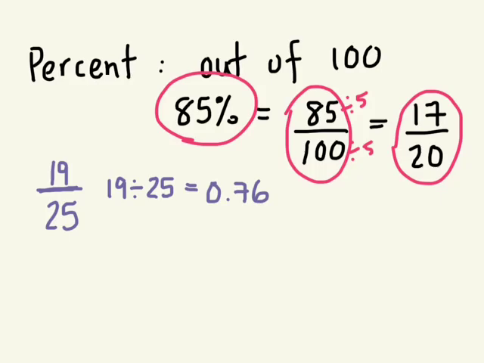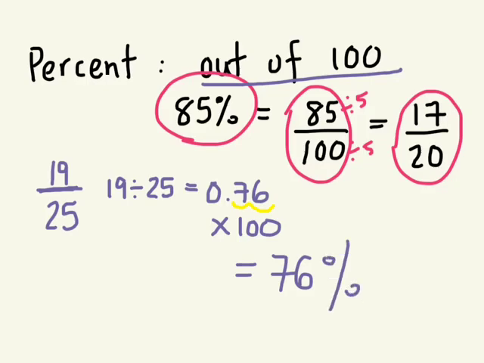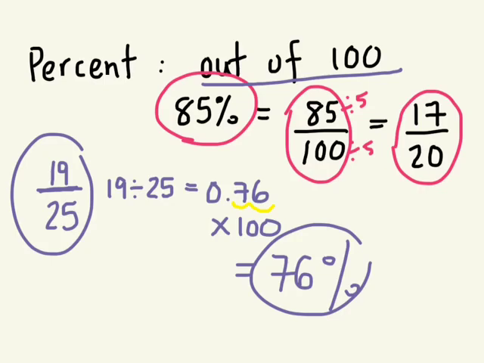0.76, and like I just told you, percent is out of 100, so I'm going to multiply this by 100, because percent is out of 100. I don't even need to use a calculator. We know that we can just move the decimal 2 places to the right. So like you said, 0.76 is 76%. So if you got 19 out of 25, you got 76%. So a percent can always be represented as a percentage, as a fraction, or as a decimal.